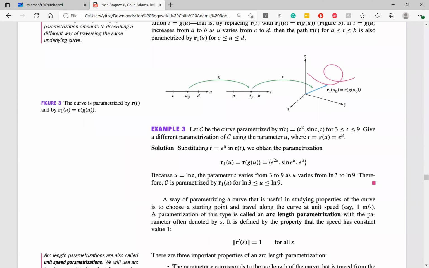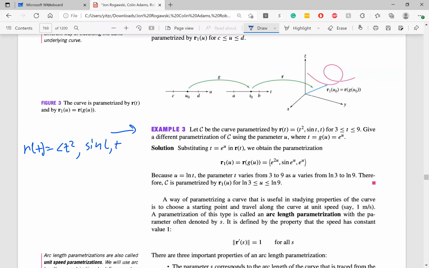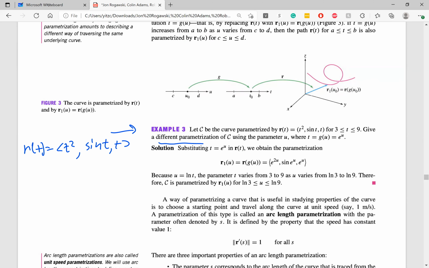So that's basically what they try showing you in example 3. If you take the following curve over here, r of t is equal to t squared, sine t, and t. They want you to give a different parameterization using the parameter u, and so now you're going to switch this so that t is equal to e to the u. So anytime you saw t before, you now just plug in e to the u.